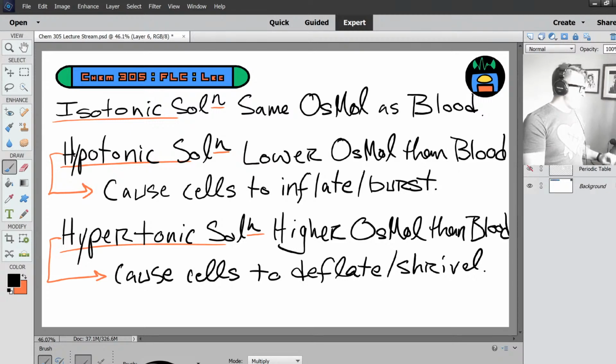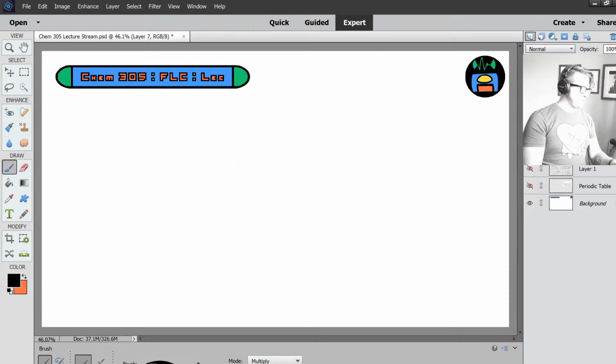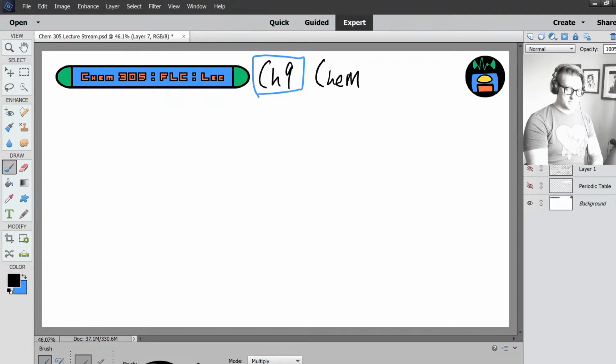And with that, we can put a pin in Chapter 8 and dive directly into Chapter 9. All right, so in Chapter 9, we are going to dig into different aspects of chemical reactions. Now, we already know what reactions are.